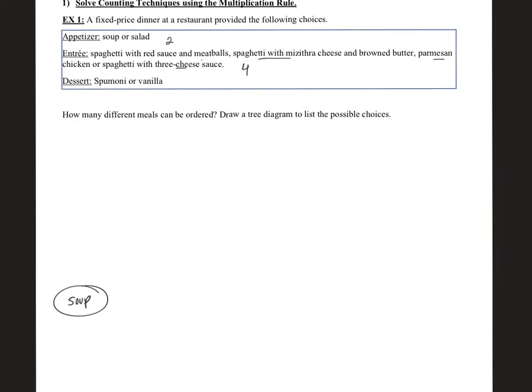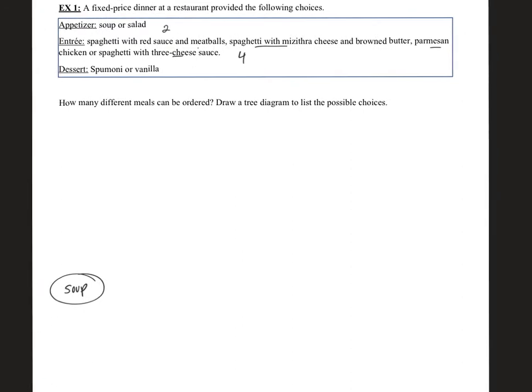And I am going to abbreviate these because they're pretty fancy to write. So let me go ahead with the abbreviations. For spaghetti with red sauce, we'll do SR. For spaghetti with mozzarella cheese, we'll do SM. And then for Parmesan chicken, we'll do PC. And spaghetti with 3 cheese, we'll do ST.